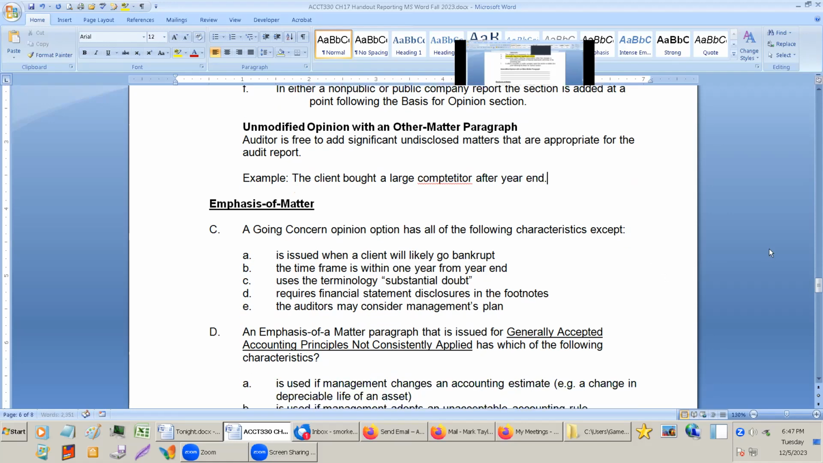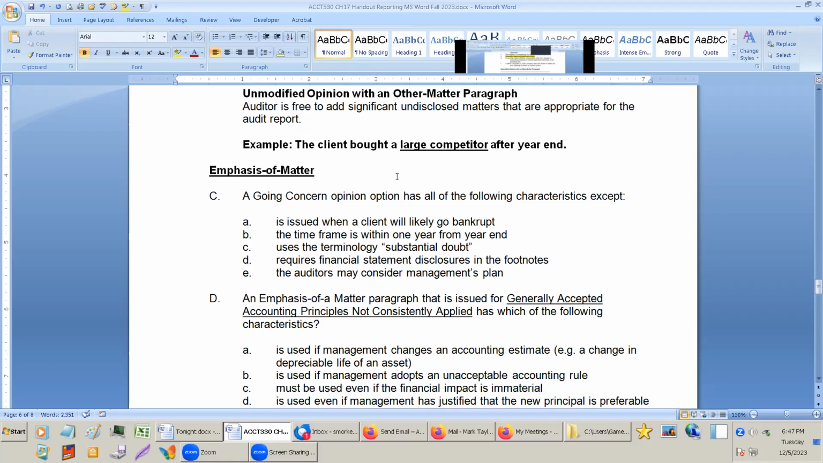The client bought a large competitor after year end. Now, notice that before year end, they didn't have it, so the financial statements would be without it. Afterwards, they bought this large competitor. They may have that disclosed in the financial statements, they may not. But if they don't, you may say, by the way, they bought this large competitor, so look out next year. This is going to be a different company, basically.